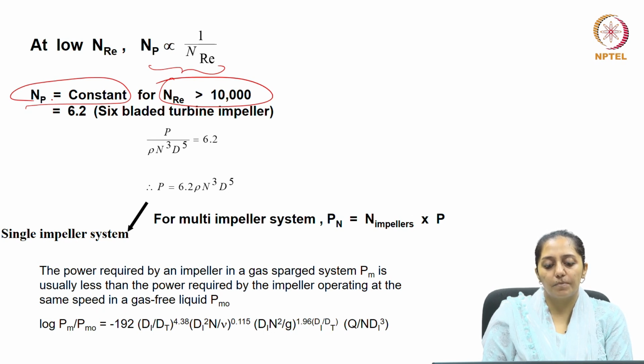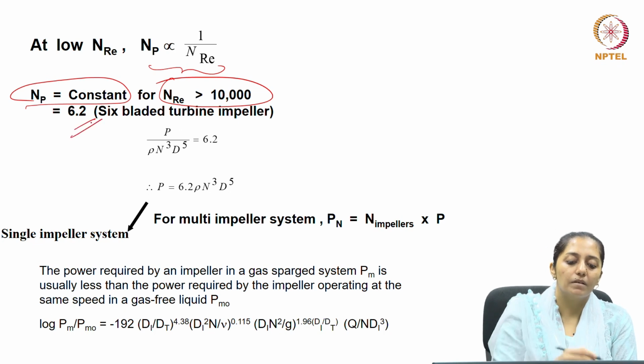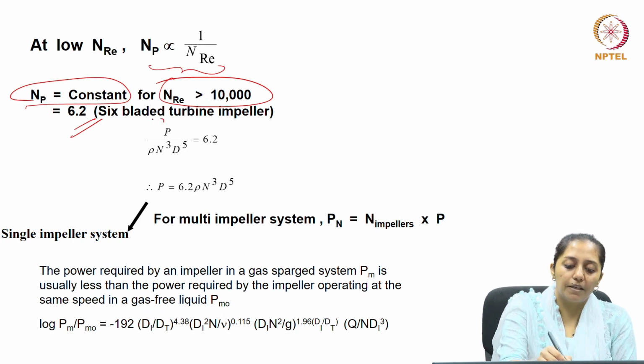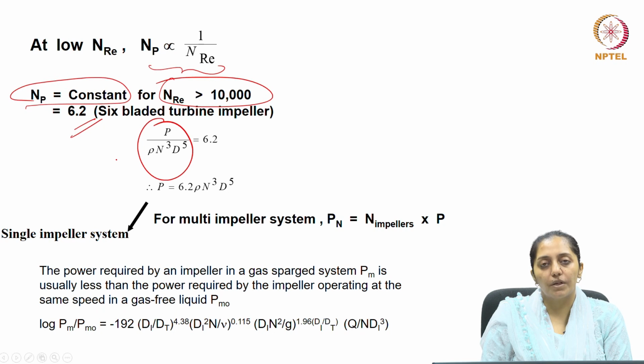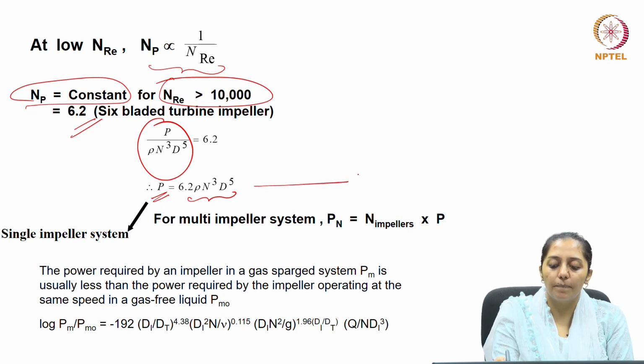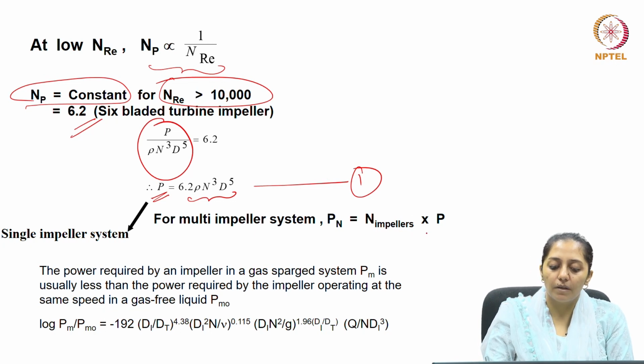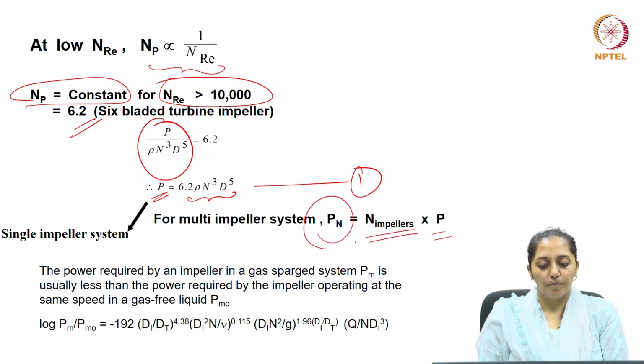For example, for a 6 blade turbine impeller, this number becomes 6.2. The power number is given by an expression here where P is the power consumed, N is the RPM, D is the diameter of the impeller, and rho is the density of the broth. Then the power consumed by the impeller at the given reactor operating parameters can be determined. This is for a single impeller. If there are more impellers, then this power consumed can be multiplied by the number of impellers to give the total power consumed by that system.